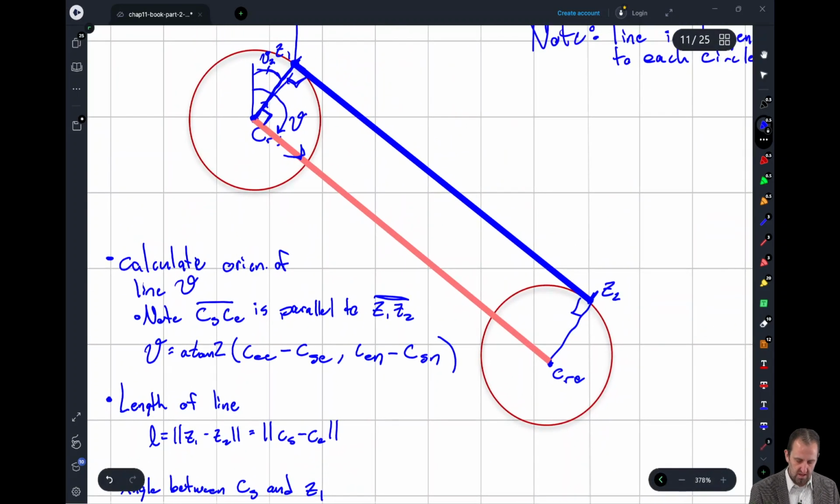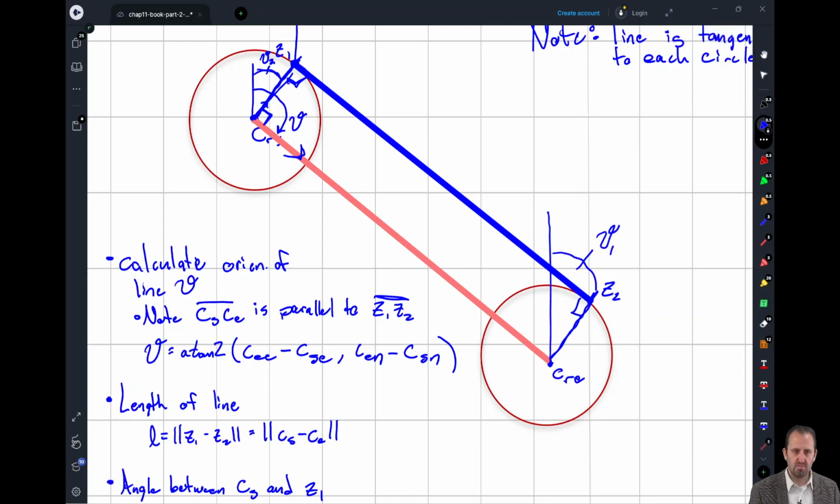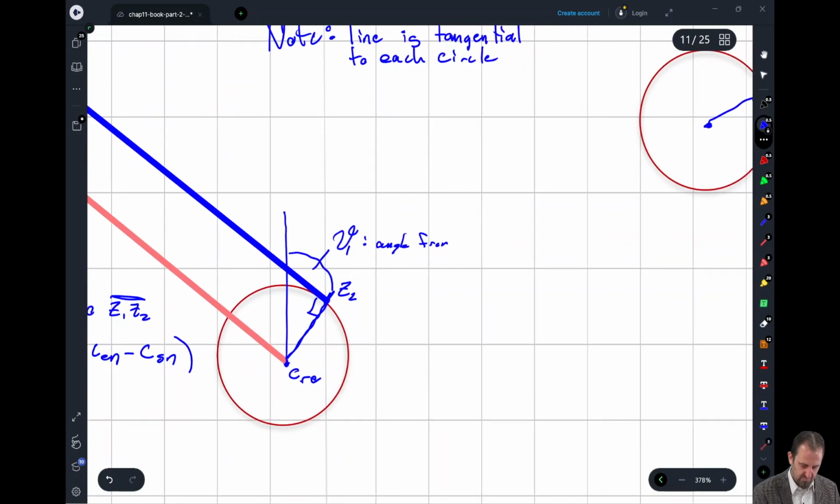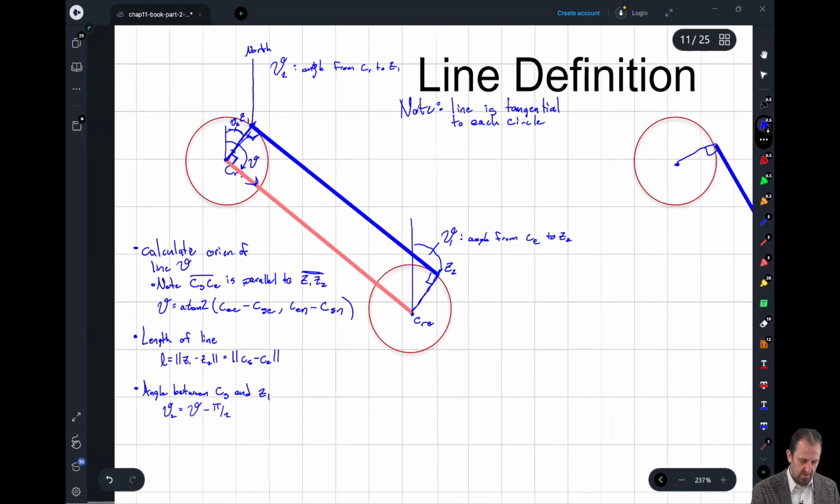And then we're going to call the orientation between our end circle and our point Z2 var theta 1. Var theta 1 is the angle of the vector that points from ZR, our center end, to Z2. So we'll call that var theta 1.